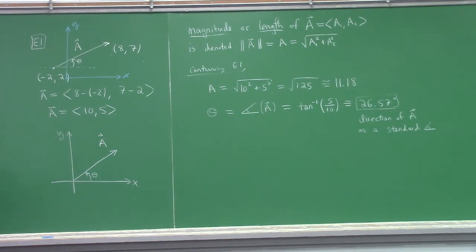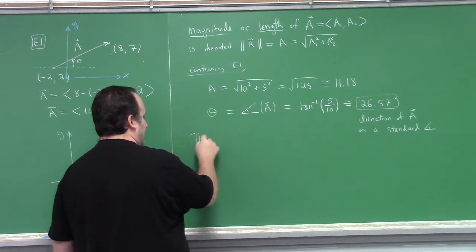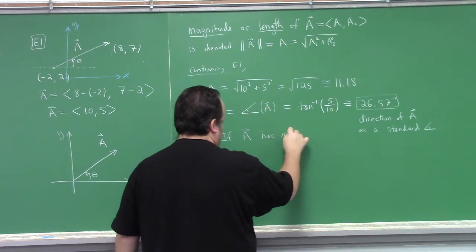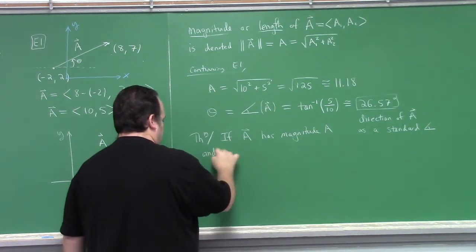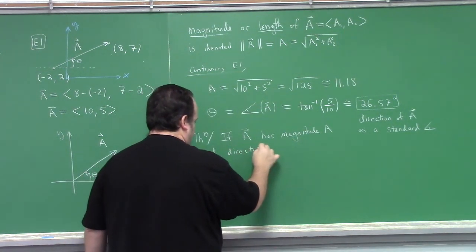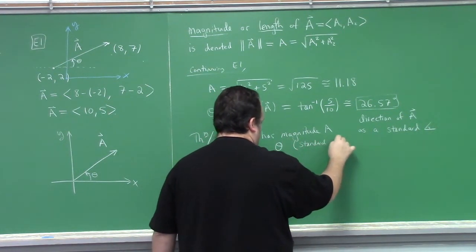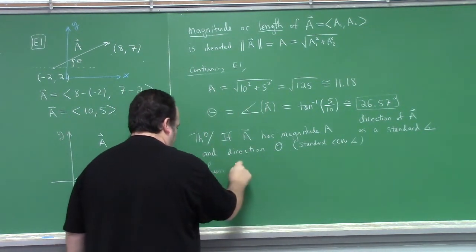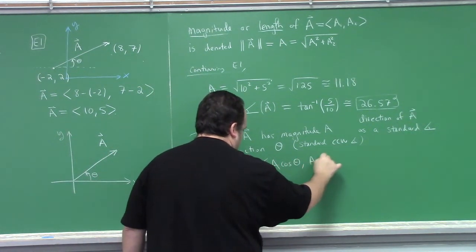so there you go, magnitude and direction. If you give me the magnitude and direction of a vector, I can tell you the vector. Example 2. Well, actually, first of all, theorem. If A has magnitude A and direction theta, in other words, standard counterclockwise angle, then A is equal to a cosine theta, a sine theta.